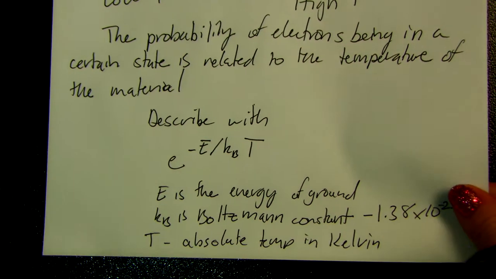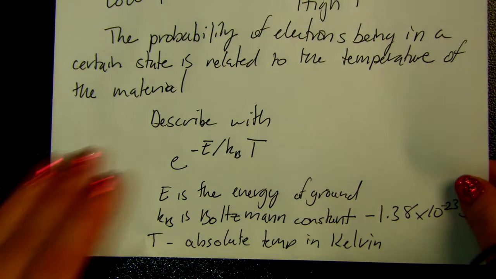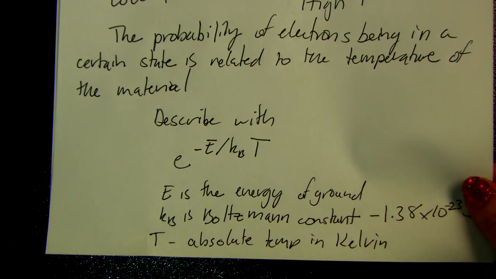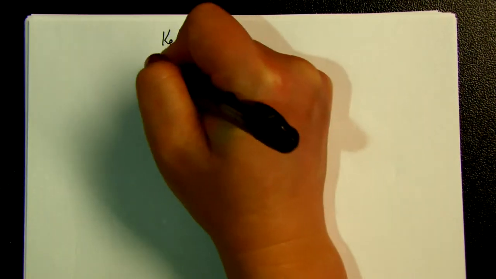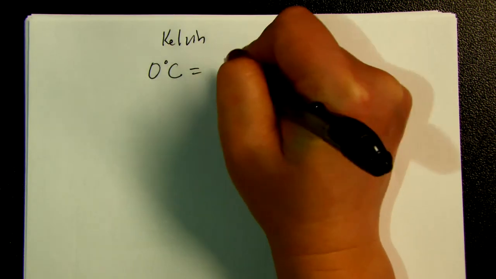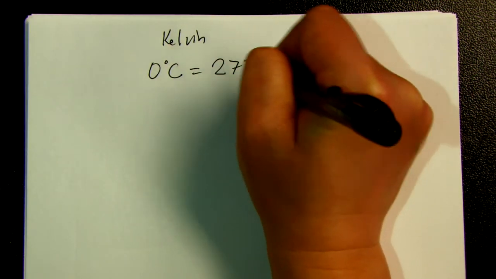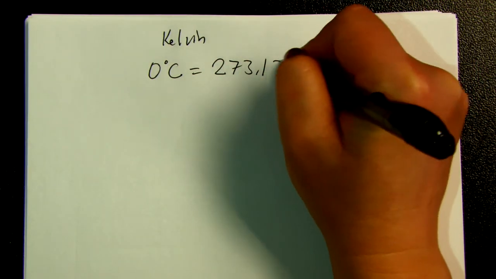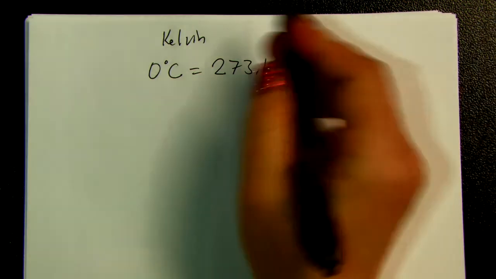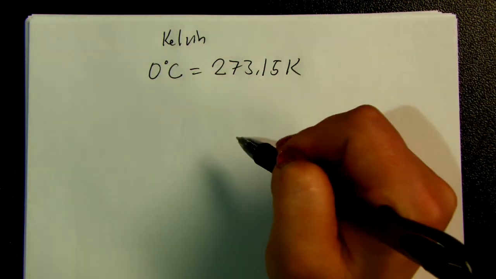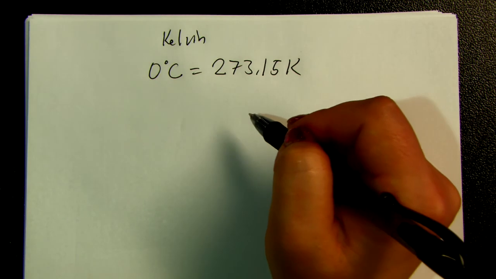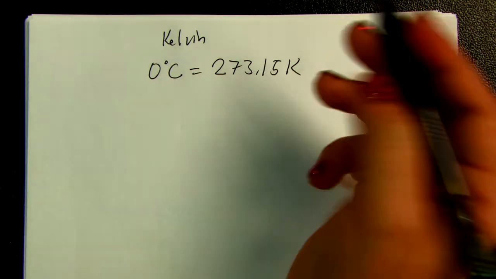Okay, so for the Kelvin scale, 0 degrees Celsius is equal to 273.15 Kelvin. So that is what you use to convert from Celsius into Kelvin. All right, so let's do an example.